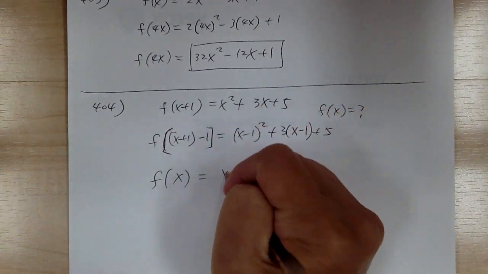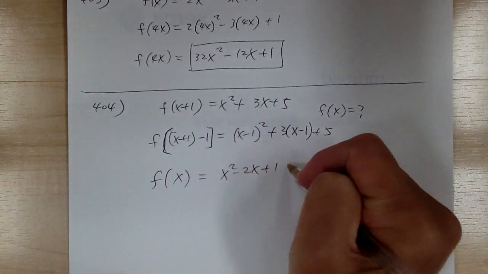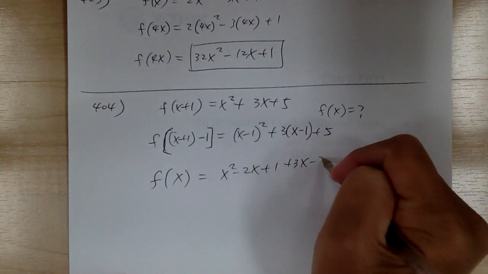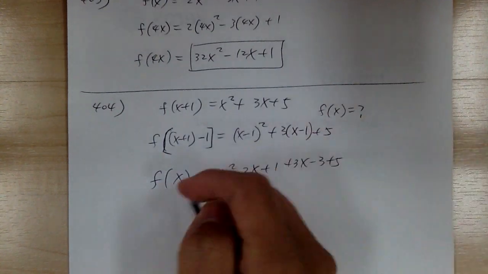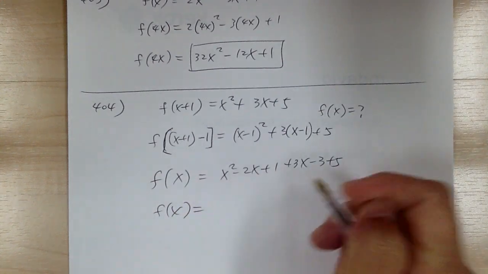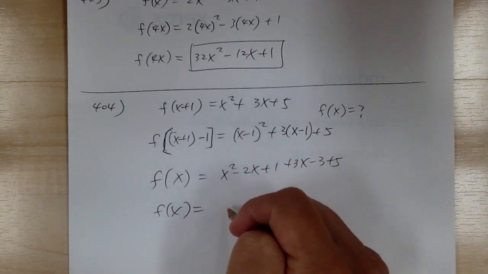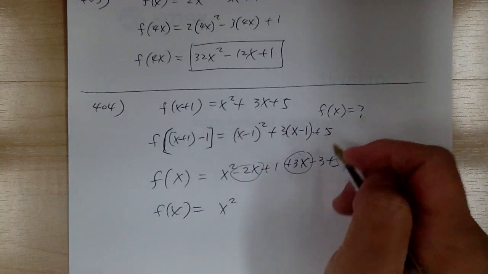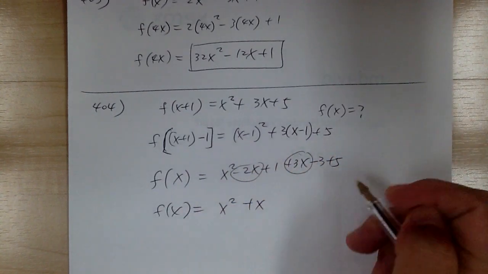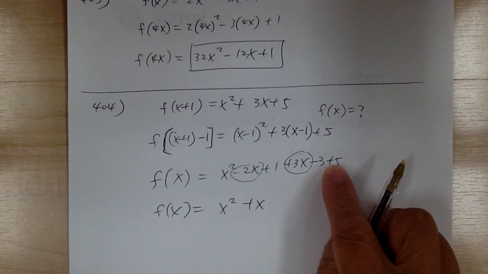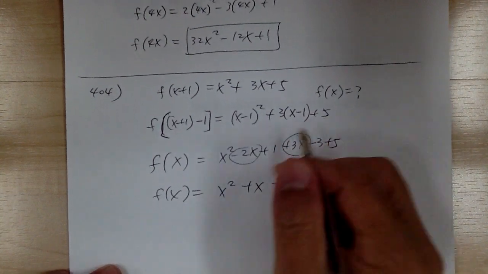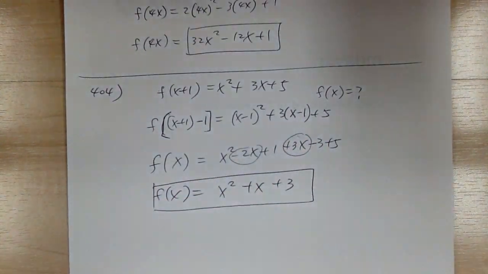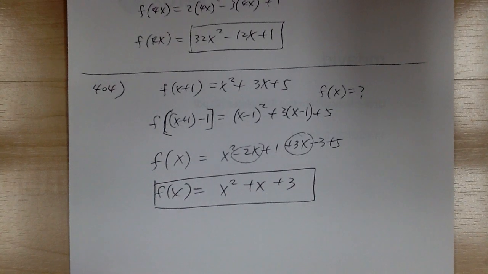So you simplify, you get x squared minus 2x plus 1 plus 3x minus 3 plus 5. So f of x will equal x squared, and then combine the like terms, so plus x, and the number would be 3. Okay, and so that's it. Okay, let's go to 405.